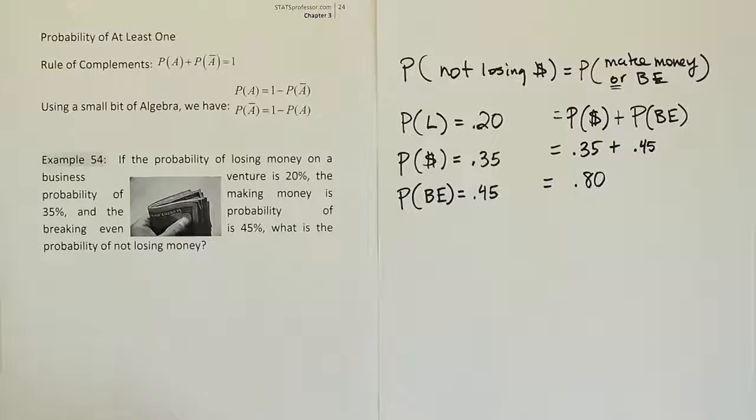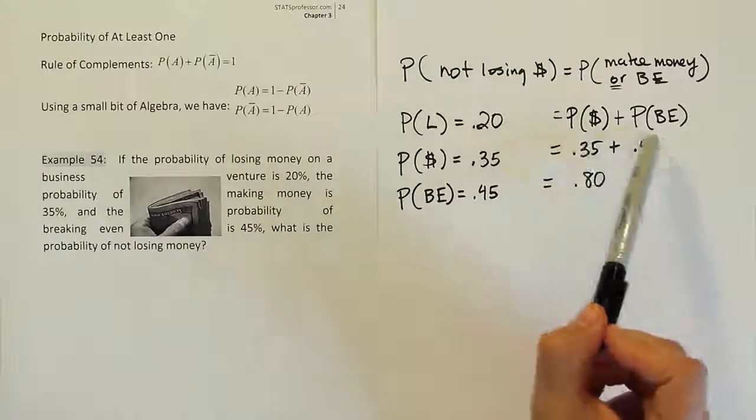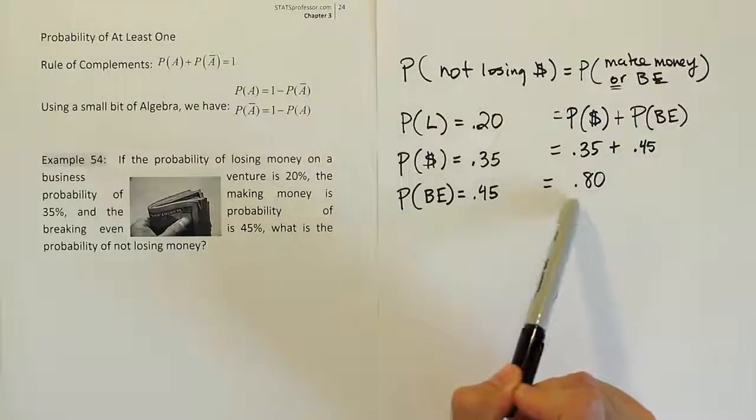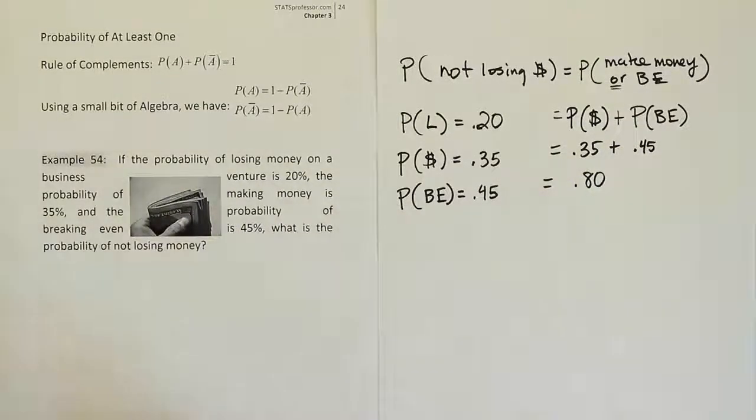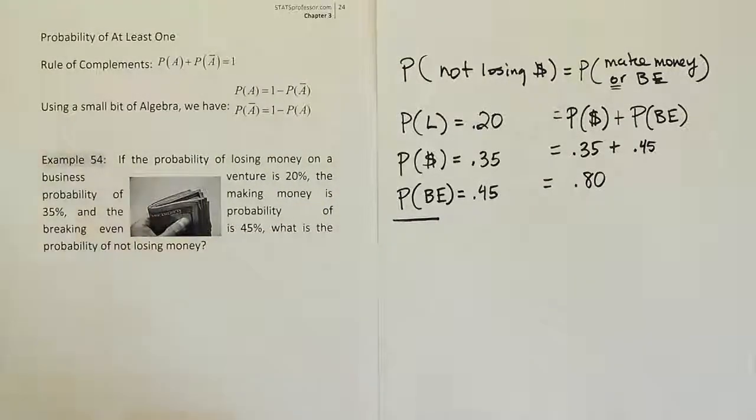So that's the answer to the question using the forward approach, where we add up all the cases that make this true. How do you not lose money? Two ways. You either make money or you break even. If you add those probabilities together, you get the answer. Now, that's a perfectly suitable way to do the problem. However, you might have already stumbled on to a faster way to do the problem, which is to say what?